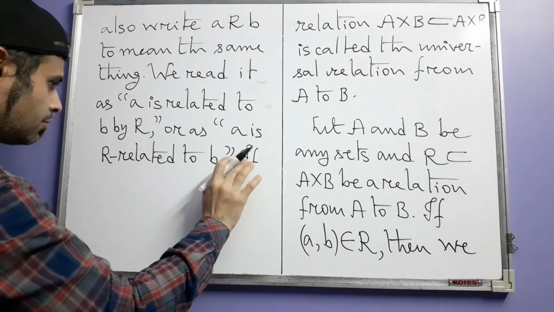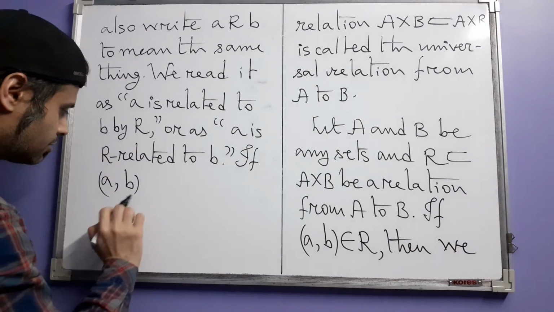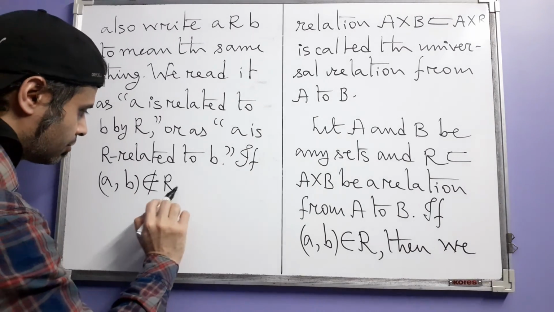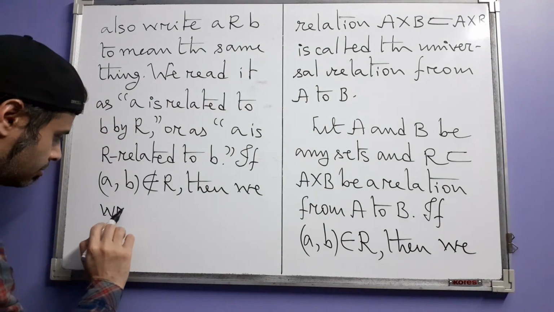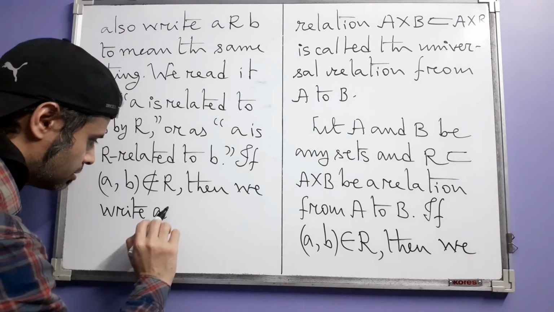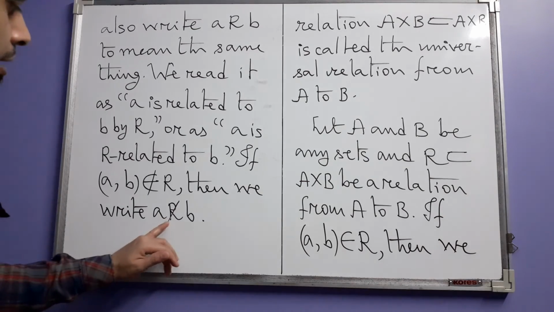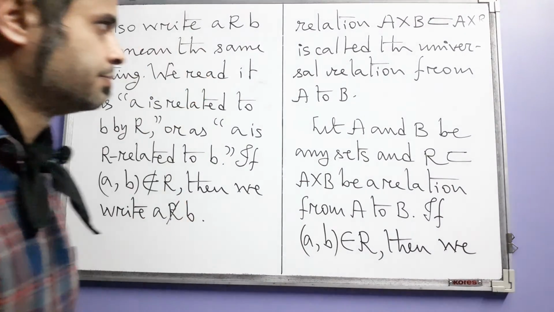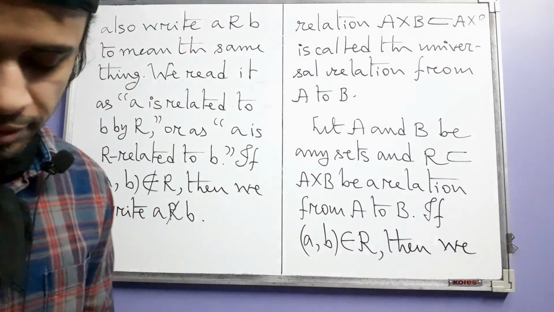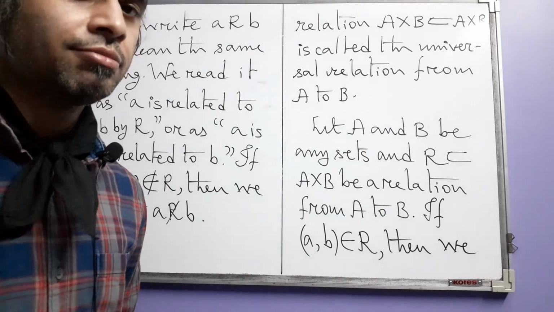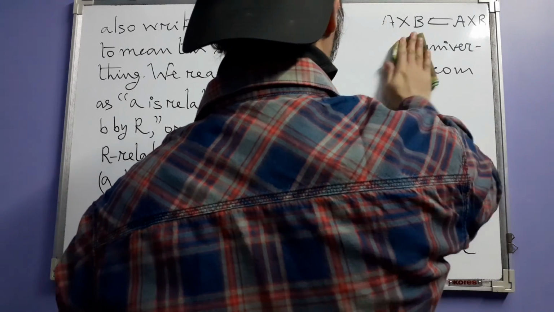If a is not related to b by R, that is, if this ordered pair is not an element of R, then we write this. We write a R b and then strike that R to indicate that R does not relate a to b. In fact, this may look a little strange, but you already have used it. Let me show you in what example you have used it.